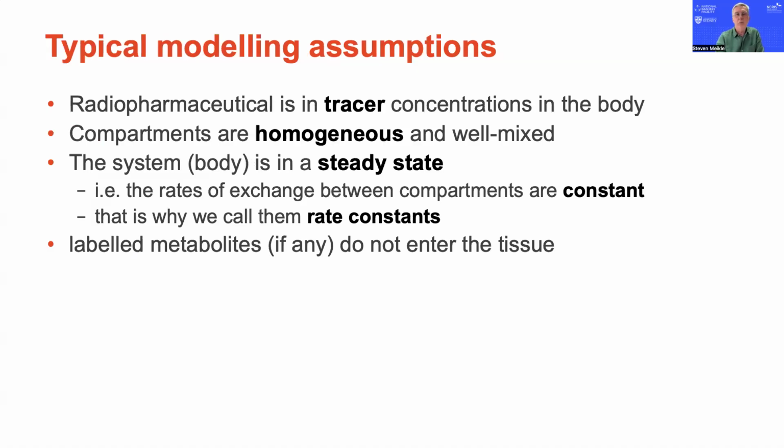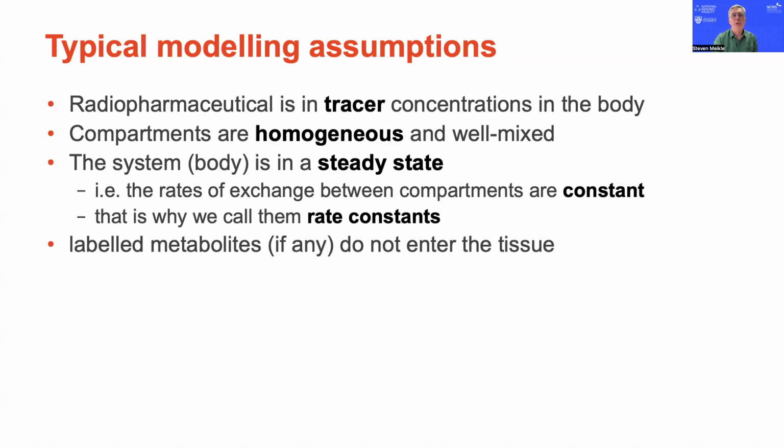And then we make a few fairly fundamental assumptions. These are assumptions we make in all our compartmental models in general. And then on top of this, there'll be some other more specific assumptions that we often make for different types of tracers. But the first common assumption is that the tracer, the radiopharmaceutical, is in a tracer concentration. So that means the concentration is very, very small, so small that it doesn't perturb the system that you're trying to study. Secondly, we assume compartments are homogeneous and well mixed at any point in time that we're taking measurements.